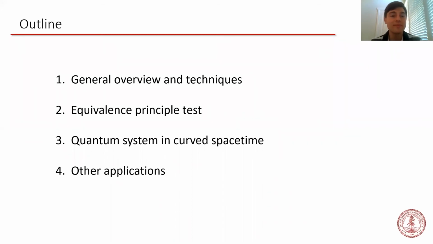Any other questions? All right. Then I'll now move on to discuss a different experiment done in our lab, our observation of a quantum system in curved spacetime.